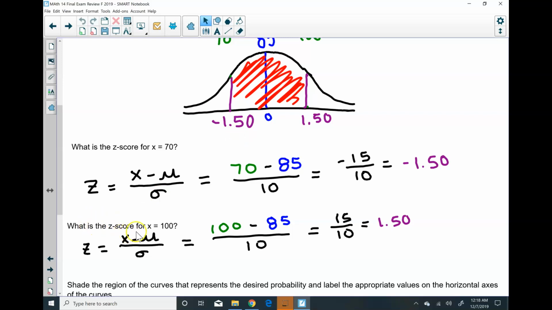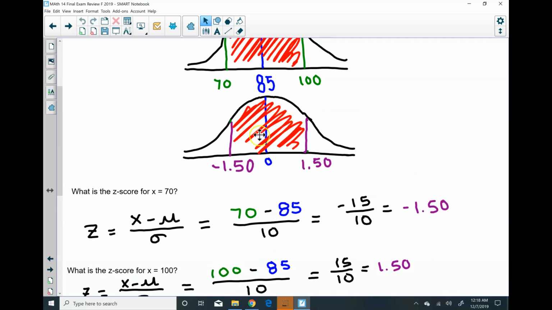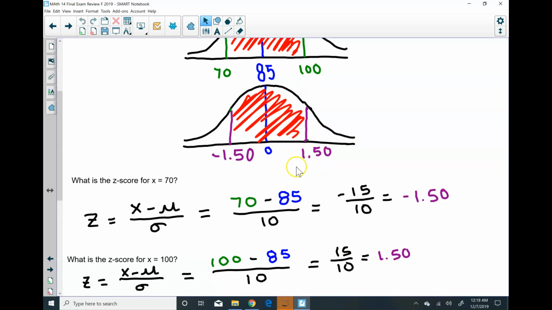And now we're going to look for the z-score for x equal to 100. So now x is 100. We're going to subtract the mean of 85, over 10. We get 15 over 10, which then gives us a z-score of 1.50. So now this curve becomes the z-score and the normal distribution. So it has a mean of 0 and the z-scores of negative 1.50 and 1.50. And we're looking for the area that's in between.